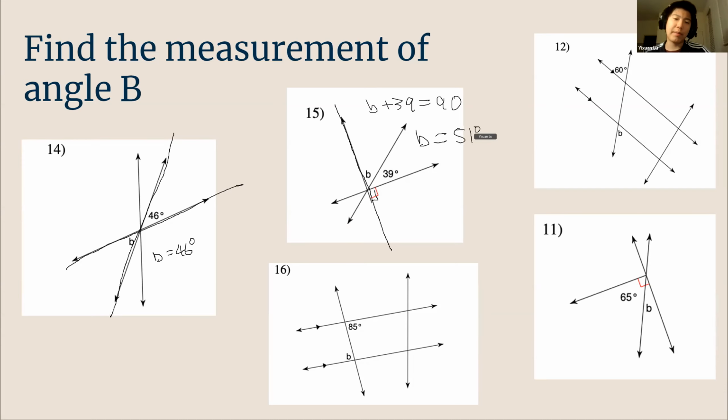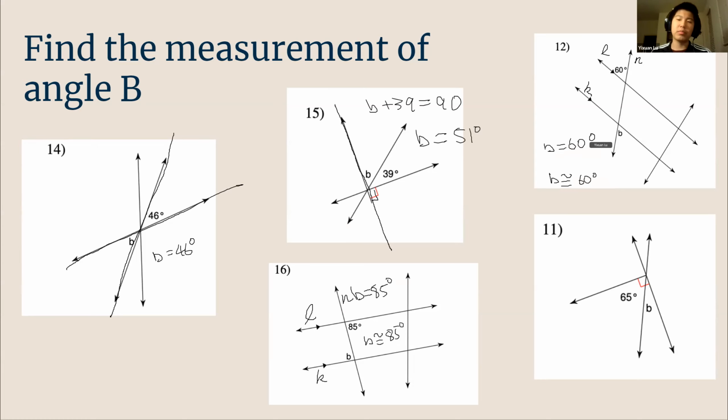Now in 16, we see that B and 85 are related by alternate interior angles because there are two parallel lines. I'll denote this as line L and line K. Line L and line K are cut by this transversal N over here, which results in B being congruent to 85 degrees. So B is equal to 85 degrees. Now here in 12, again, we have lines L and K cut by a transversal N. So we know that angle B and angle 60 are alternate exterior angles. So B is congruent to 60 degrees. So B equals 60 degrees.